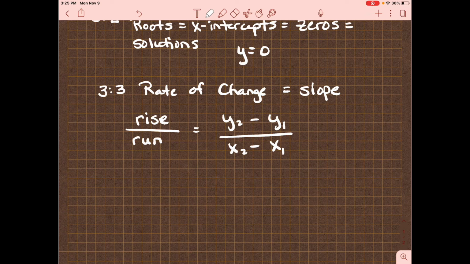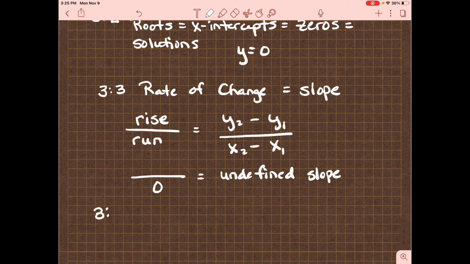If we ever get 0 in the bottom of a fraction, then we have an undefined slope. It's a vertical line, and we can't divide by 0, and so we end up with an undefined situation.